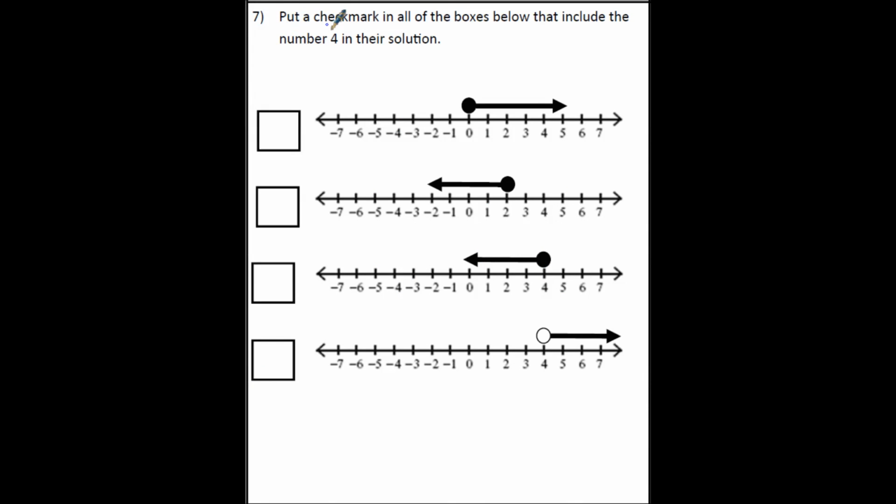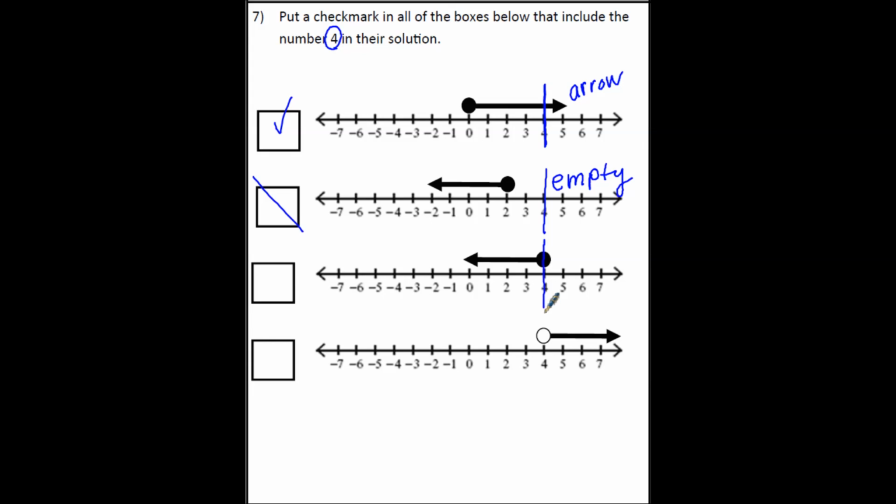Number 7 asks you to put a check mark in all of these boxes that include the number 4 in their solution. So we're looking at the number 4 on the graph. So here we have 4 hitting the arrow of the graph, and that's part of the actual graph. So this is a solution. Now 4 here is hitting some empty space, so it's not really part of the graph. So 4 is not part of the solution, so this is not an answer.